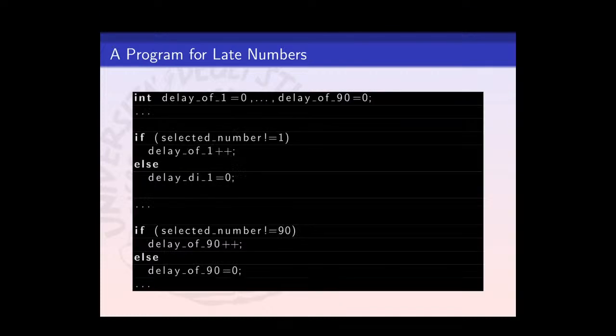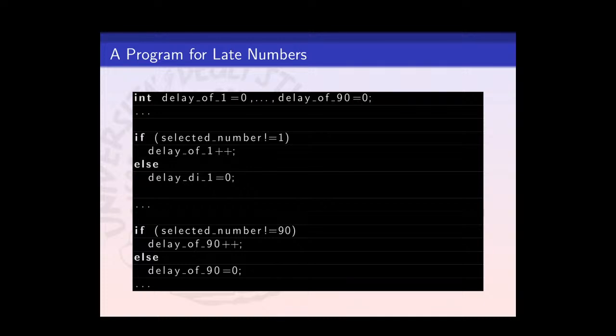So a possible solution to track the delay of each number from 1 up to 90 is to have one variable for each number, and each of these variables is meant to store the delay of the number related to that. So we will have an integer to represent the delay of number 1, an integer to represent the delay of number 2, an integer to represent the delay of number 3, and so on and so forth till 90.